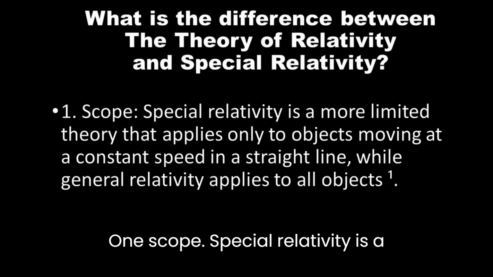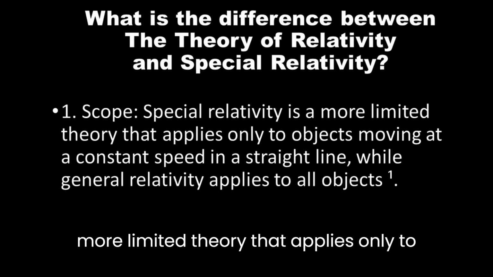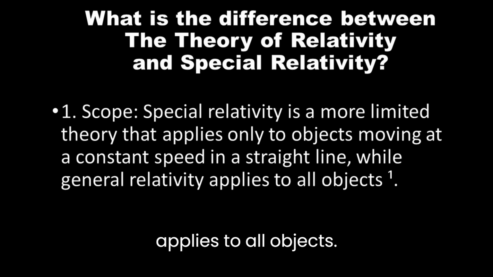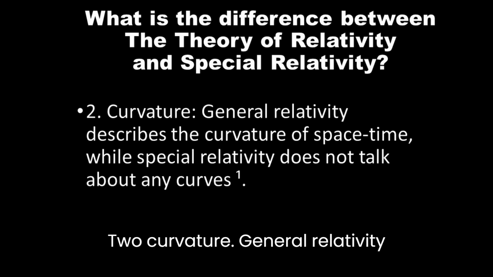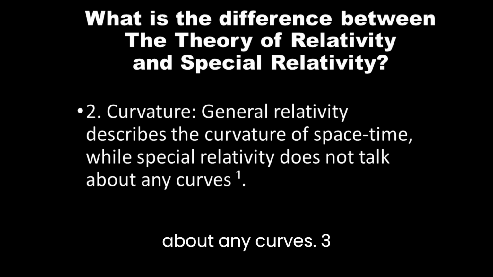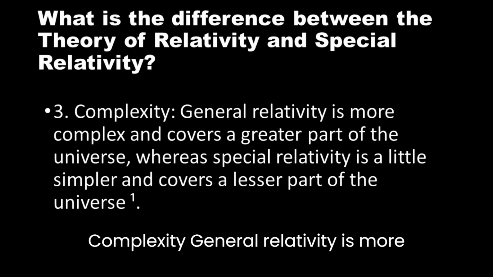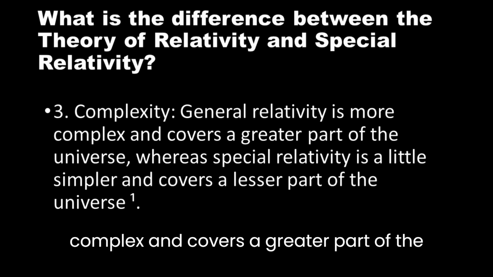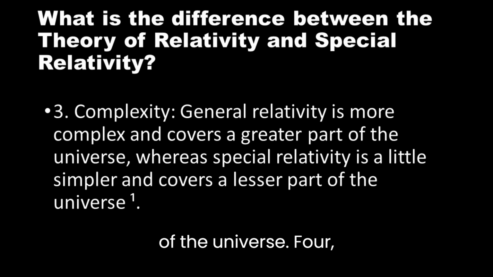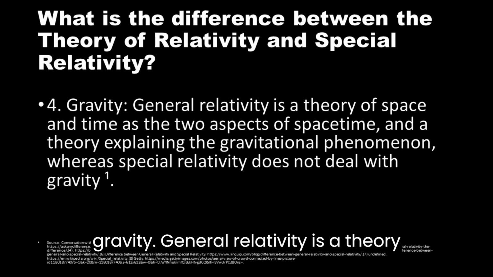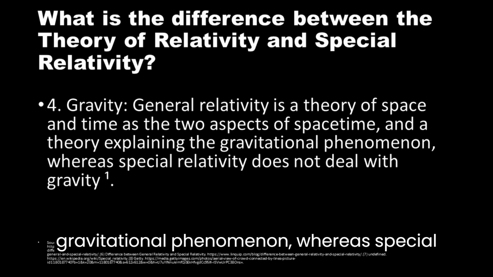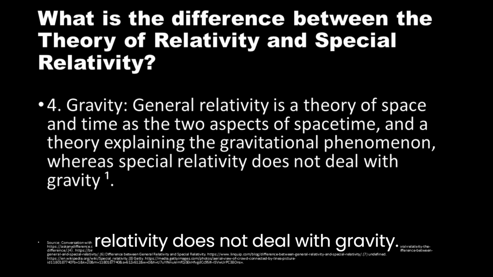1. Scope. Special relativity is a more limited theory that applies only to objects moving at a constant speed in a straight line, while general relativity applies to all objects. 2. Curvature. General relativity describes the curvature of space-time, while special relativity does not talk about any curves. 3. Complexity. General relativity is more complex and covers a greater part of the universe, whereas special relativity is a little simpler and covers a lesser part of the universe. 4. Gravity. General relativity is a theory of space and time as the two aspects of space-time, and a theory explaining the gravitational phenomenon, whereas special relativity does not deal with gravity.